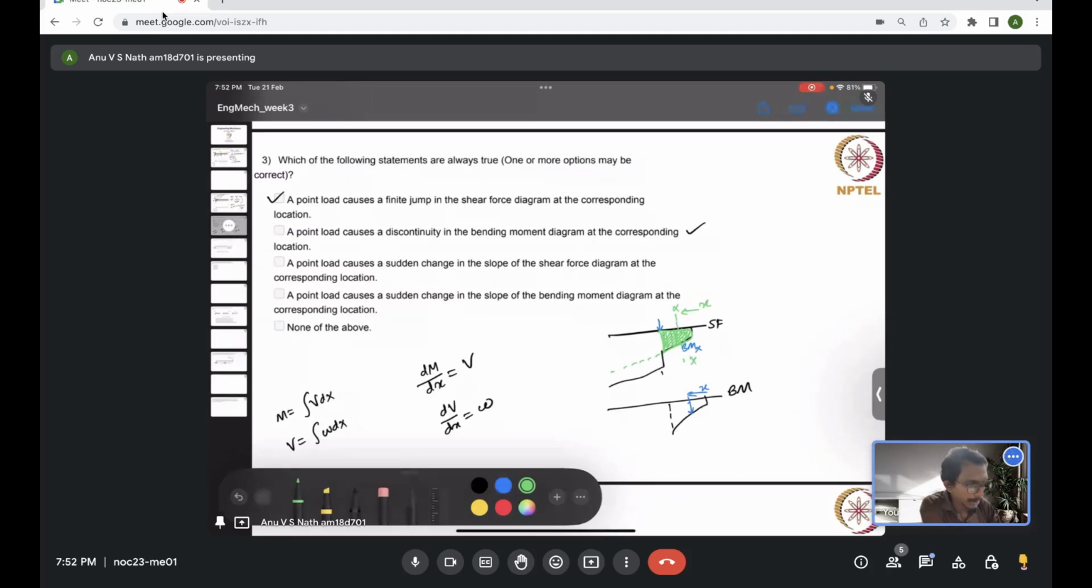But if we move to the bending moment diagram, basically we are evaluating the area under the shear force diagram until that particular location. Now if you think of a point just before the location where the point load is acting, let us mark this as the location.